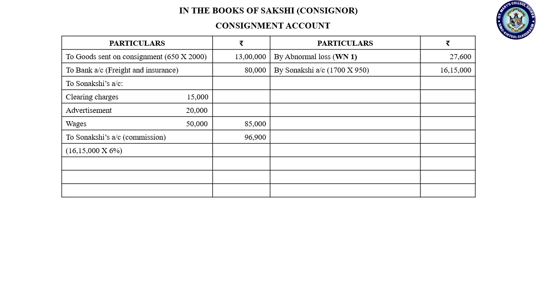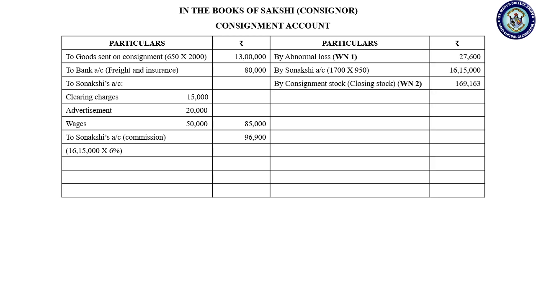Now we'll close these consignment accounts. See, this is a very easy consignment. You have to close it by transferring to the general profit and loss account. Your credit side is more. Oh, sorry. You have to record the consignment stock first. That is very important. I forgot to tell. So you have to write by consignment stock. That is working note number 2.